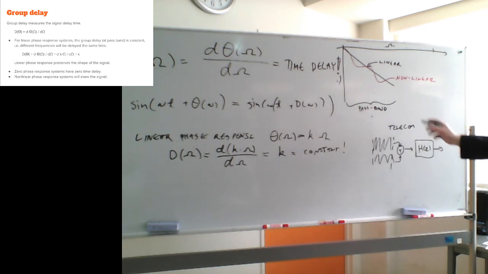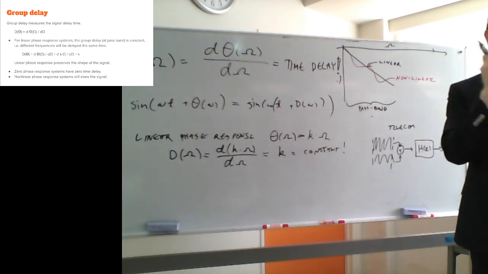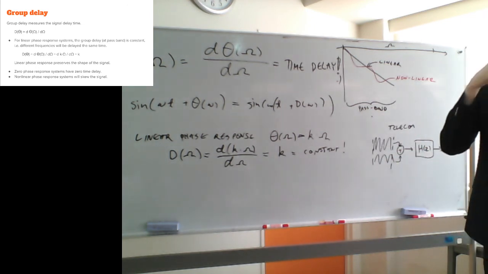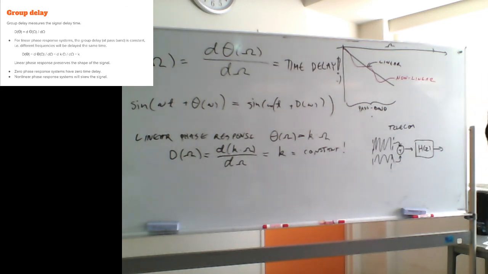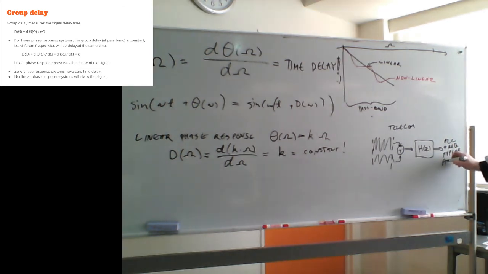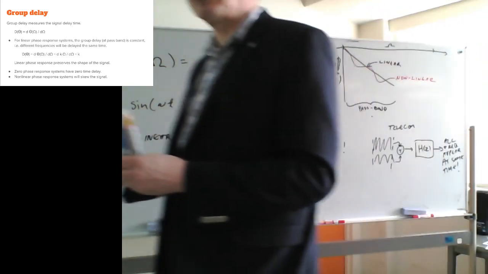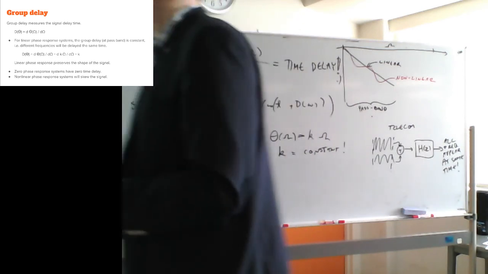So basically, for telecom, you must have a linear phase response. So then these time differences between different channels of data are still at the same time. All frequencies appear at same time. Very good for reconstructing the information. Good.